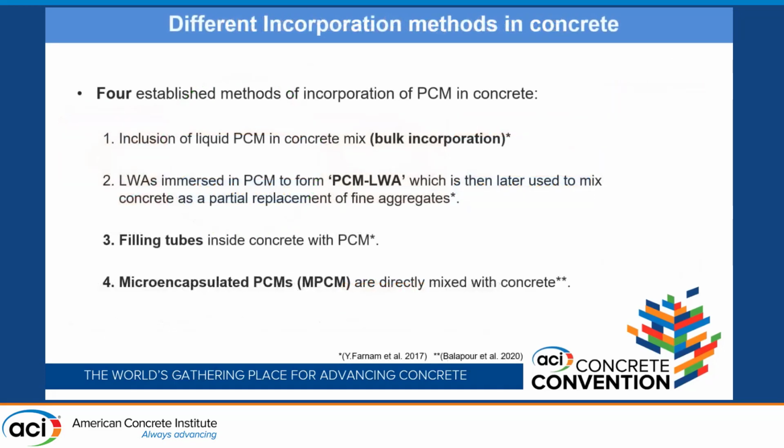All right, so we have talked about phase change materials. Let's see what the different incorporation methods of PCM in concrete are. There are four established methods. The first one is inclusion of PCM in the concrete mix, basically bulk incorporation. We take the liquid PCM, put it in the concrete mix, and then make the concrete pavement. The second option is we can immerse the porous lightweight aggregates in the PCM for a certain period of time, and form PCM lightweight aggregates, which can later be used in concrete as a partial replacement of fine aggregates.